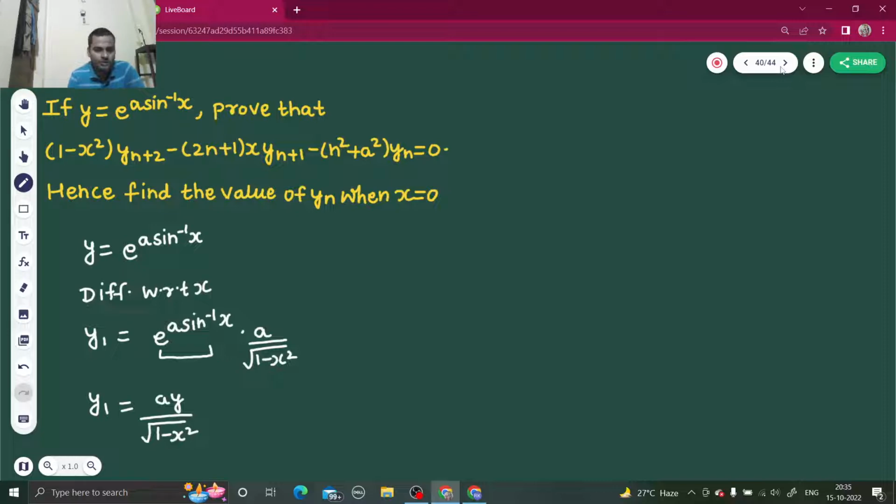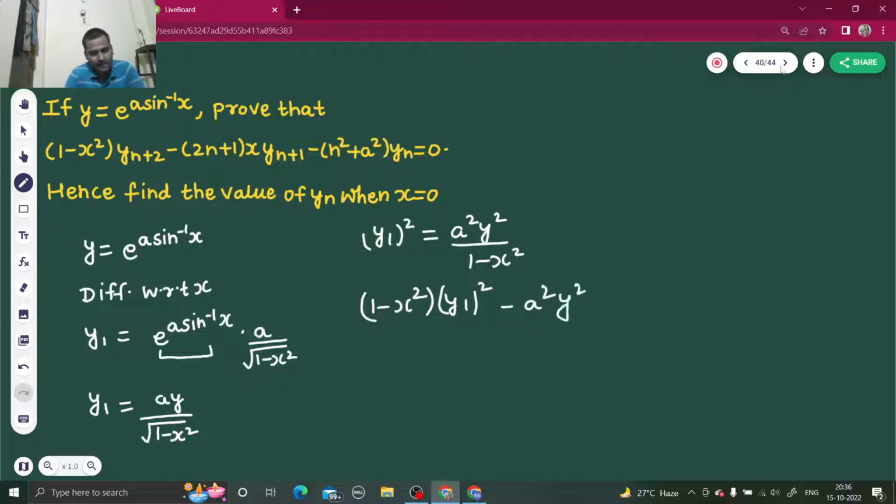If you square both sides, you get y1 square is a square y square divided by 1 minus x square. Send this term to the other side. So 1 minus x square y1 square, okay, and minus a square y square equals to 0.